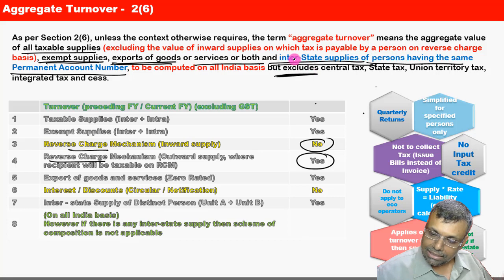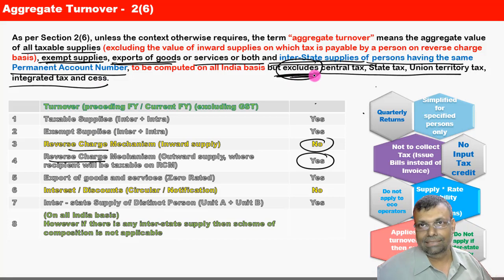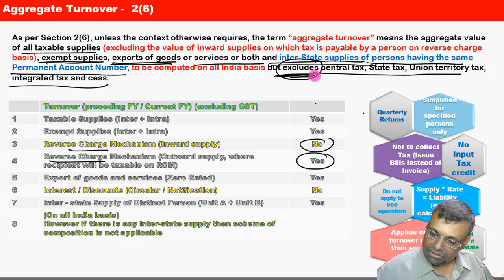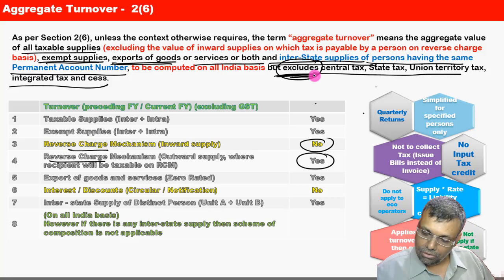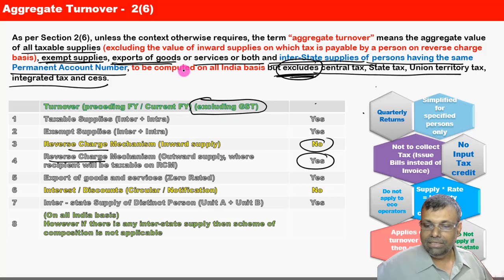Further, it shall exclude all the central, state, union territory and integrated tax. That means it should be excluding the amount of the taxes, okay. So turnover figures are not inclusive of the GST, but have to be exclusive of the GST, okay. So remember all these things very, very precisely. It should be excluding GST, and it has to be calculated on an all India level basis.